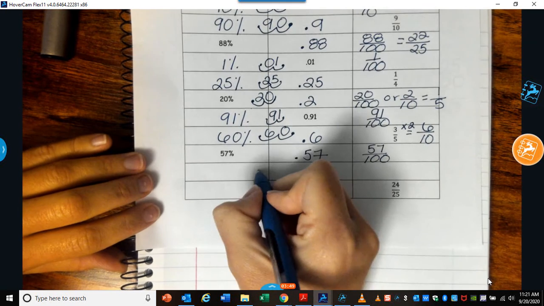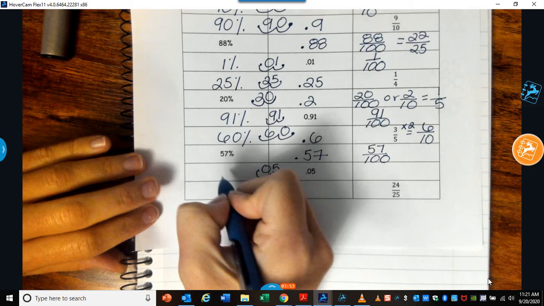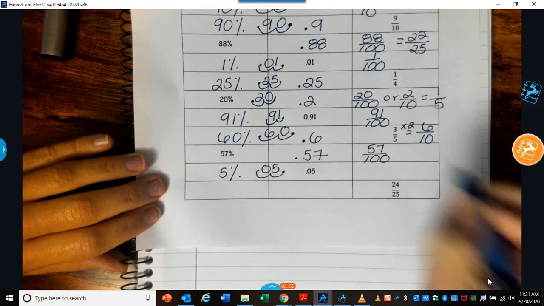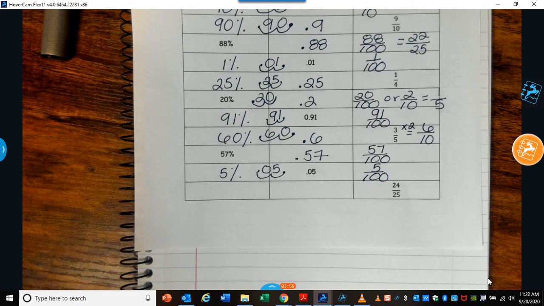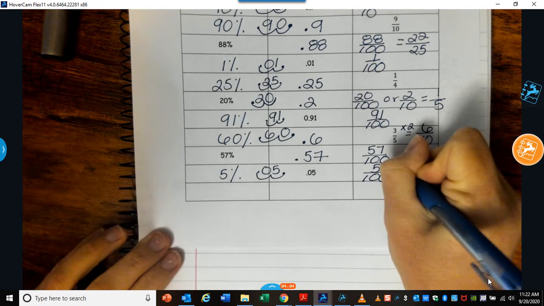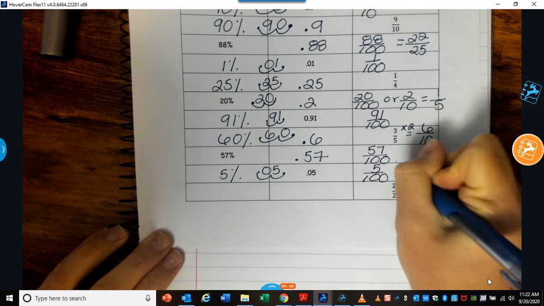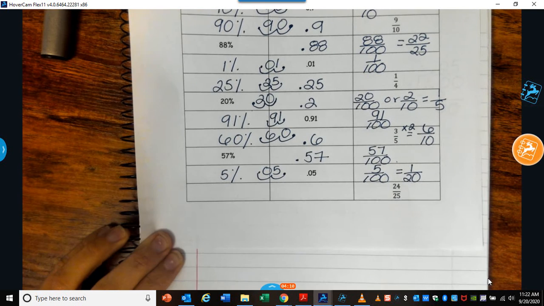5/100ths, I can move my decimal point 2 times, and I get 5%. I can also write 5 over 100. For my first fraction, 5 goes into both of these numbers, so it is not reduced. 5 goes into 5 one time. 5 goes into 100 20 times.